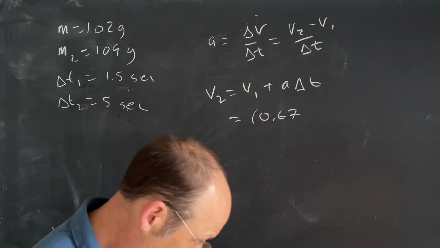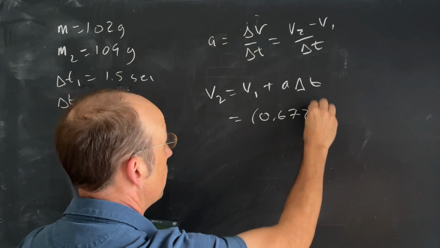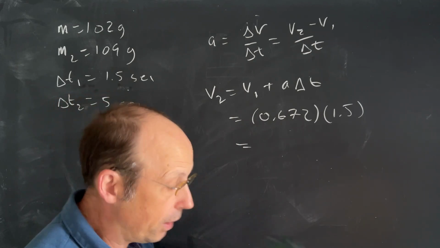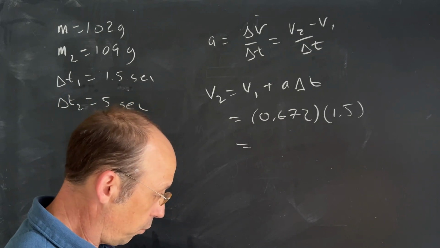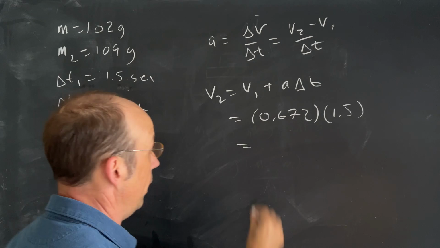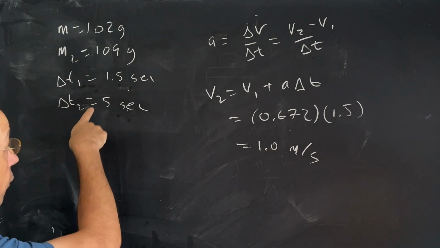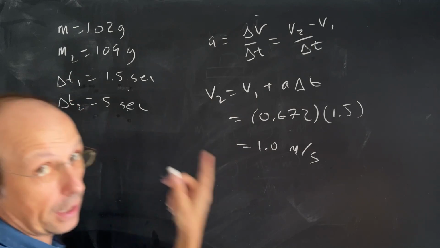Got it right here. 672 times 1.5. So my travel velocity, which is just an approximation, is 1.5 times that. So I get 1.0 meters per second. Now, for the second phase, it is moving at a constant velocity.